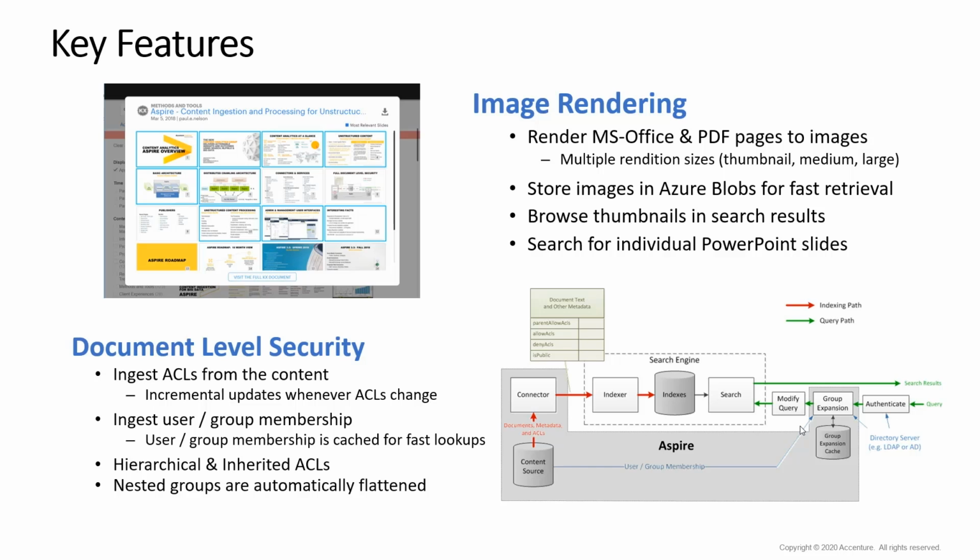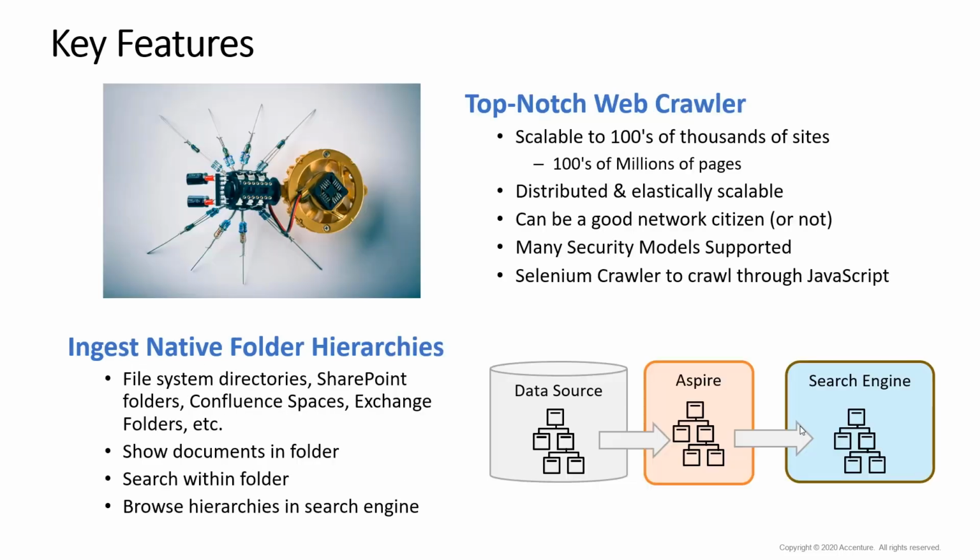There's a ton of work in document level security. It's very complicated. We ingest the ACLs from the underlying content source and also the user group membership. When it's all put together, the user should only be able to see the search results that they would have been able to access had they gone to the original content source directly. And there's just a lot of work in that area.